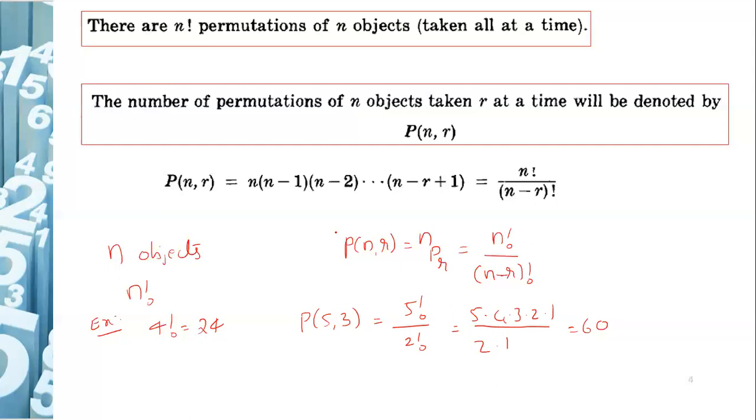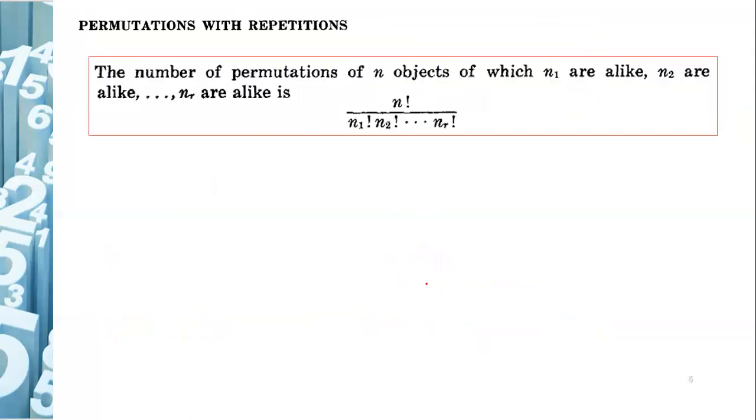So two formulas you have to remember. One is that n objects can be arranged in a row in n factorial ways, and another one is that r objects can be arranged in a row from n objects in P of n comma r ways, right? So we collect these two. And suppose we take objects.